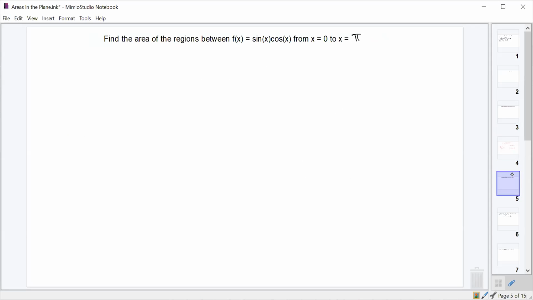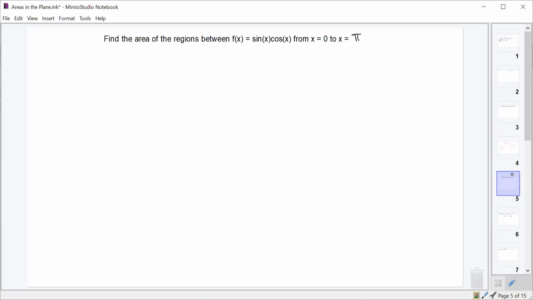All right, so let's look at this one. We want to find the area of the regions between sine x and cosine x from x equals 0 to x equals pi. So now chances are we probably don't know exactly what that function looks like. We could use Desmos to graph it, but let's see if we can figure out a way to do it without graphing it. And we'll check our graph to make sure that what we're doing is correct a little bit.